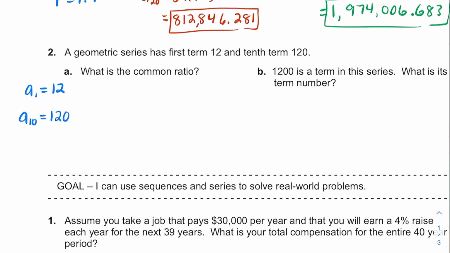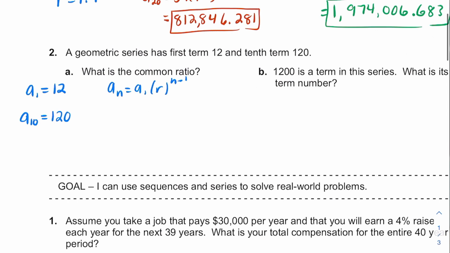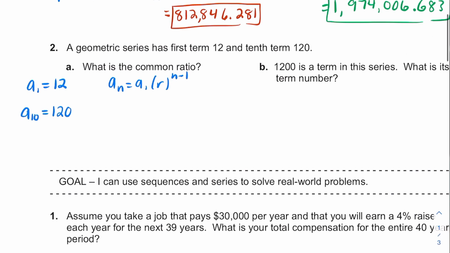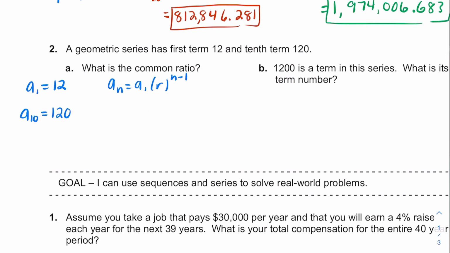Whenever possible, I always try to go back to my formula for each term. Remember, that's an equals a1 times r to the n minus 1 power. So for our case, we're going to use n as 10. That means a10 is 120. We have a number for that. That's equal to 12, we don't know r, and n is 10, the 10th term, so to the 10 minus 1 power, or to the 9th power.